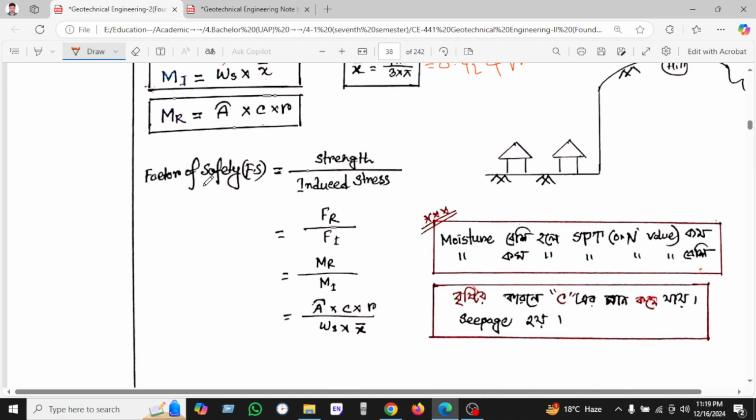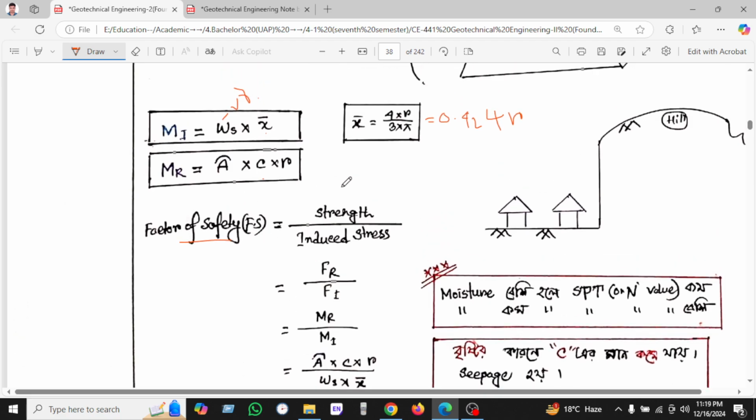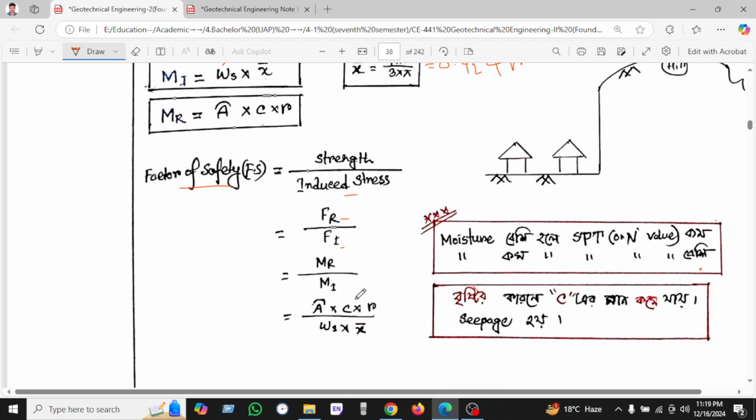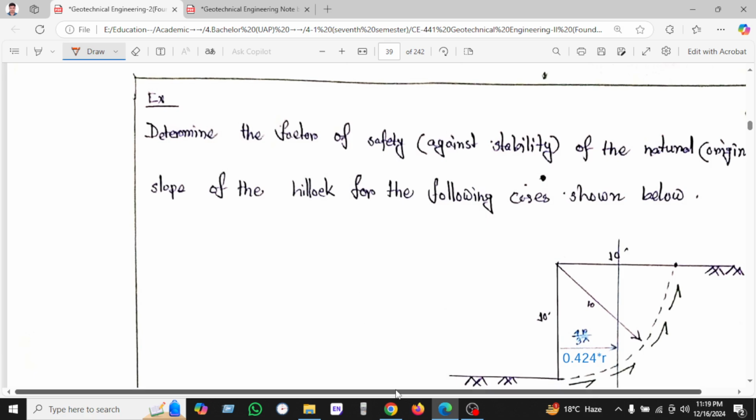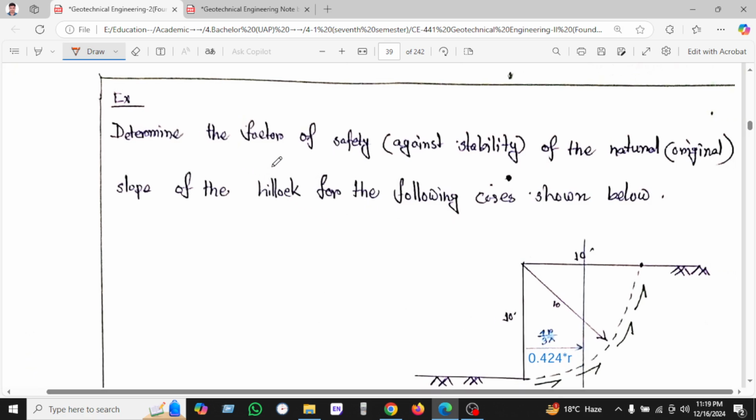And now we have to focus on factor of safety, which is resisting strength divided by induced strength. Okay, so let's see the example. Here is an example: determine the factor of safety against stability of the natural or original slope of the hilly area for the following given values.